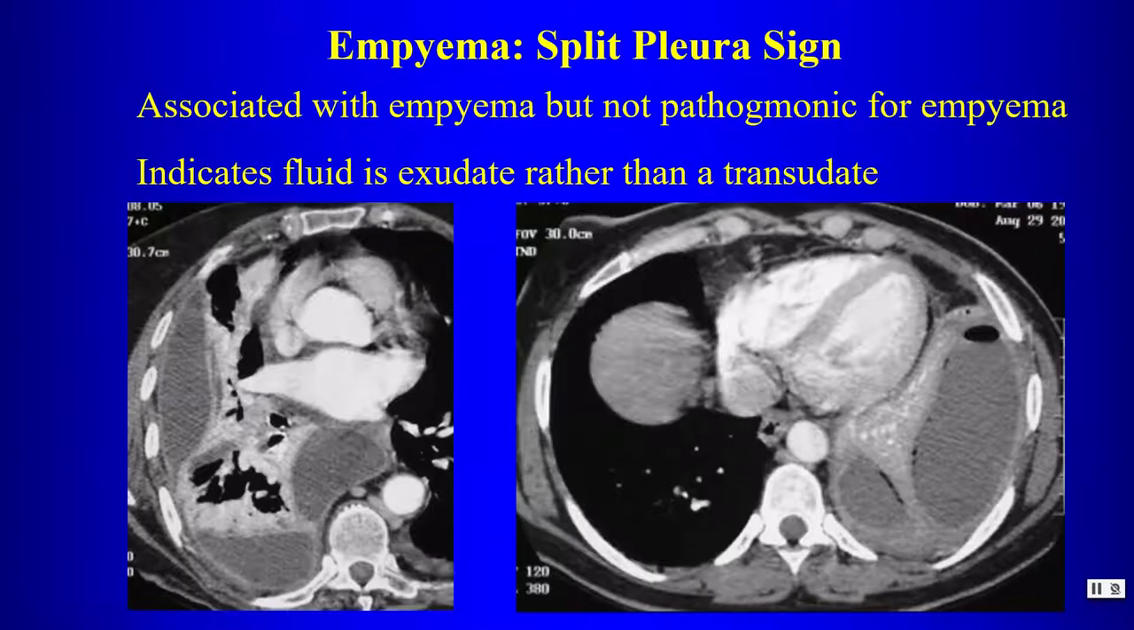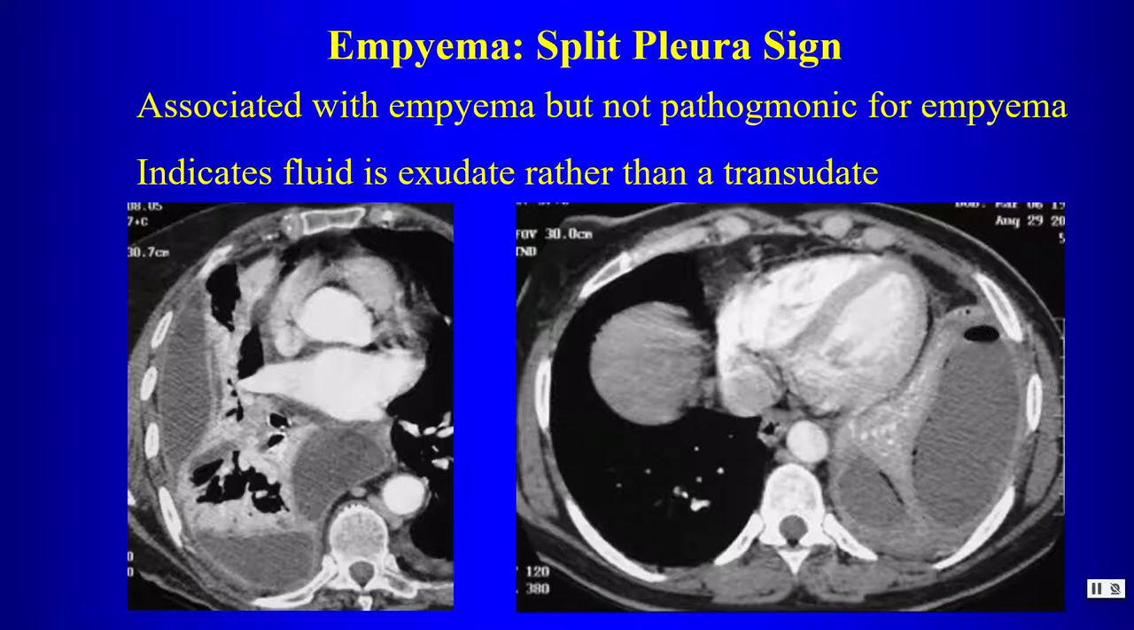A hallmark of empyema on CT is the split pleura sign. Here we have a loculated pleural effusion with thickening and enhancement of the parietal and the visceral pleura. That is the split pleura sign. It can be associated with empyema, though it does not always mean empyema. It does mean that you have an exudative effusion rather than a transudative effusion.